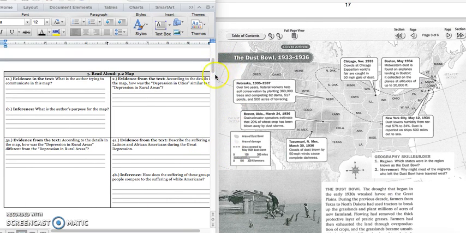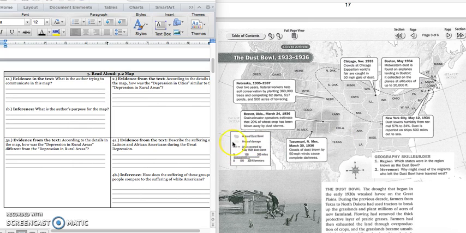So our title right here is The Dust Bowl, 1933 to 1936. If you remember our text, Okie Go Home, you should really be familiar with the Dust Bowl. That is like this area right here would be our Dust Bowl, the middle of the United States, also known as the Midwest. All right, that's our Dust Bowl.